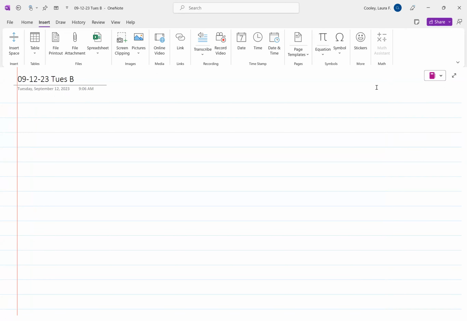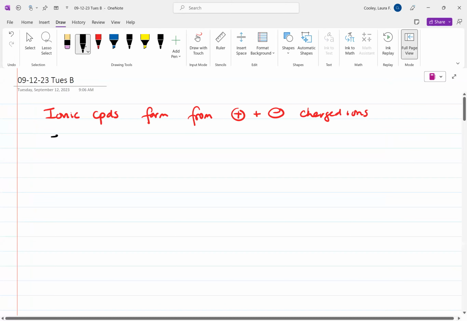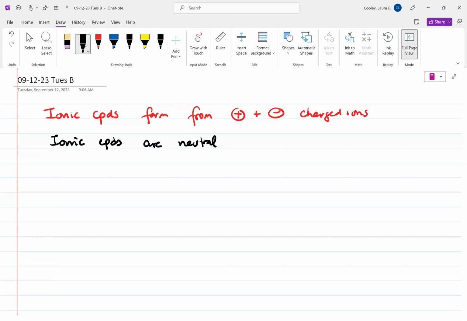So I'm just going to finish what I was doing at the end of class. I said that ionic compounds form from plus and minus charged ions. And they form this continuous array of plus and negative charges. But the thing I would like to focus on here for a minute is that ionic compounds are neutral, which means that they have the same number of positive and negative charges. That means the charges have to cancel, or in other words, sum to zero.